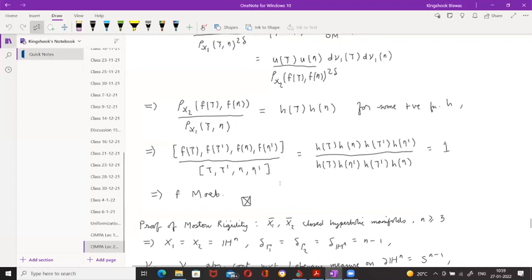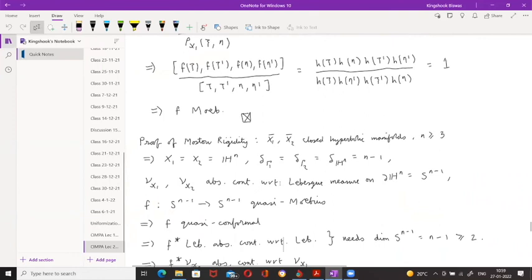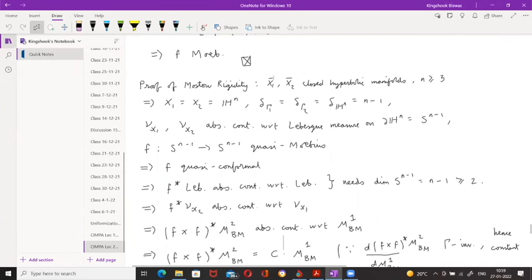All right. So now we can finally give the proof of Mostow rigidity. So suppose X1 bar and X2 bar are closed hyperbolic manifolds of dimension n greater than or equal to 3. Then that means the universal covers X1 and X2 are both equal to Hn. And we know that the critical exponents, delta gamma 1 and delta gamma 2, are both equal to the critical exponent of Hn, which is equal to n minus 1. So that means the two Patterson-Sullivan measures, nu X1 and nu X2, are mutually absolutely continuous with respect to Lebesgue measure on Sn minus 1, right? This is what we saw earlier.